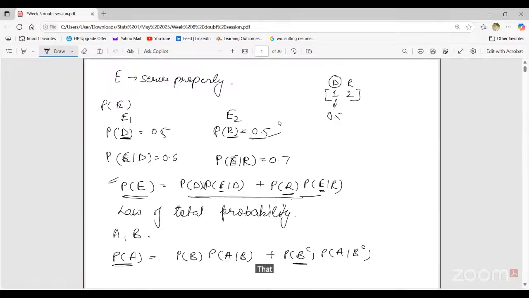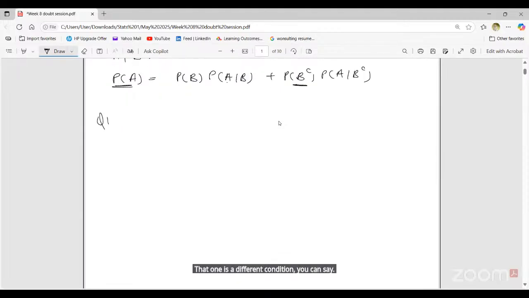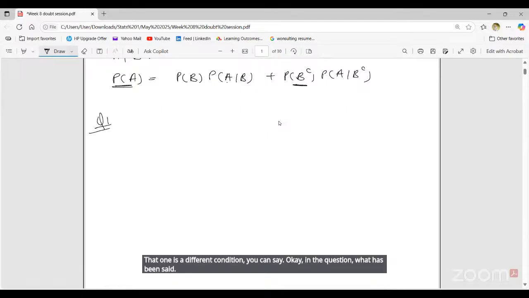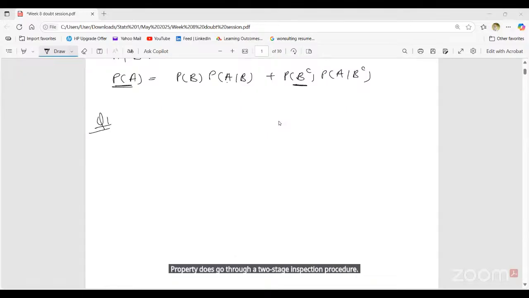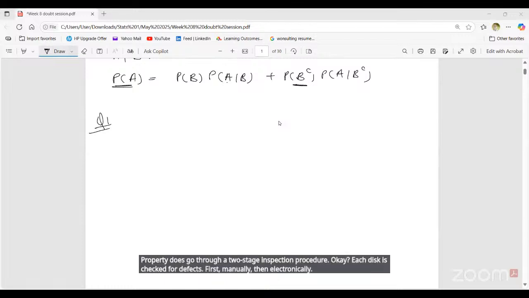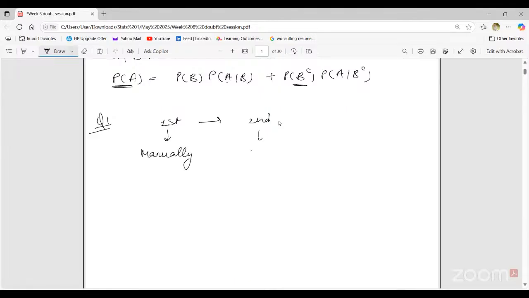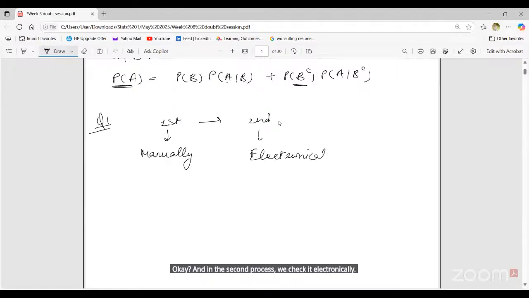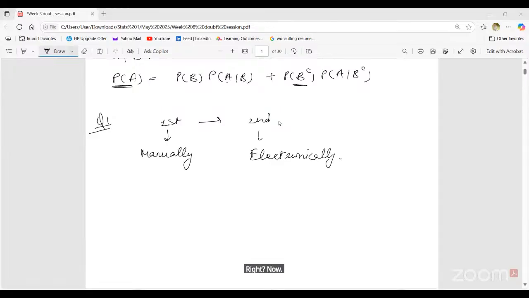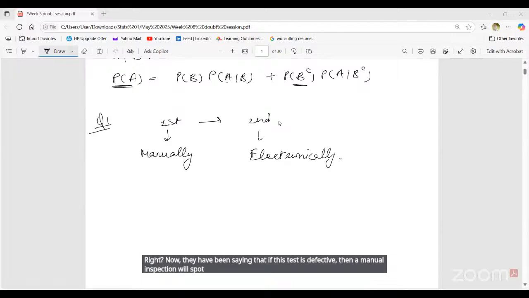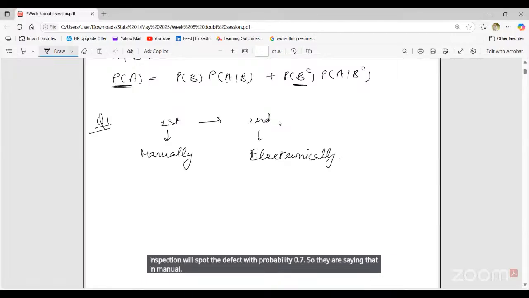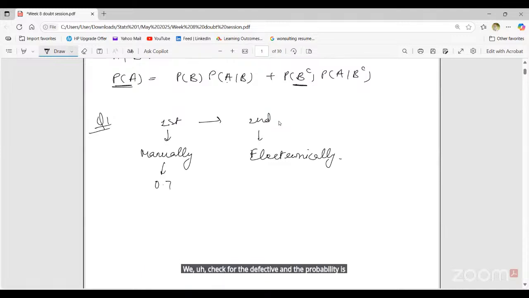That is a different condition. In the question it says floppy disks go through a two-stage inspection procedure. Each disk is checked for defects, first manually, then electronically. So there are two steps: in the first process we check manually, and in the second process we check electronically. If the disk is defective, a manual inspection will spot the defect with probability 0.7. So this is the probability of checking the defect manually.